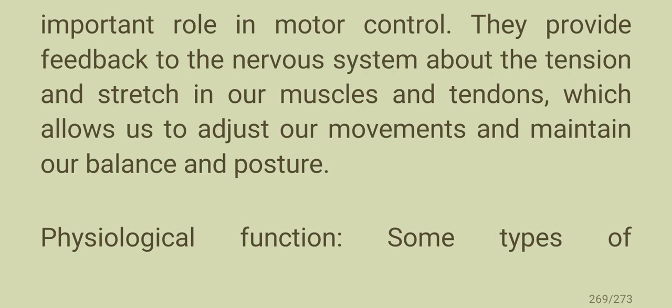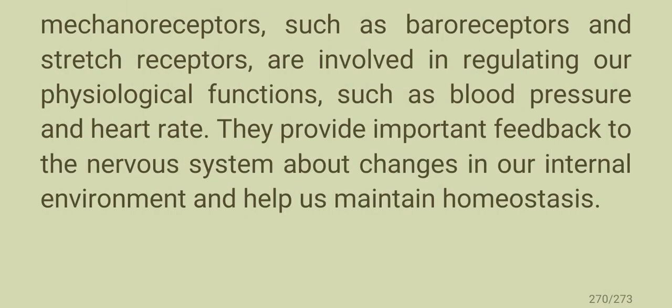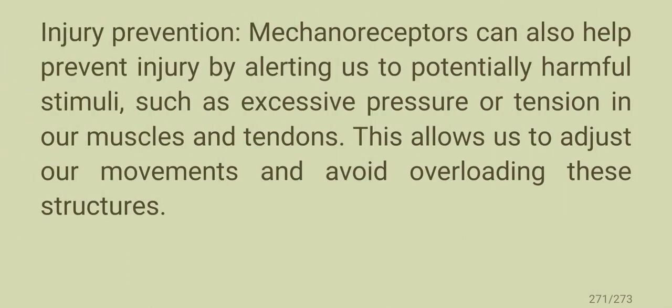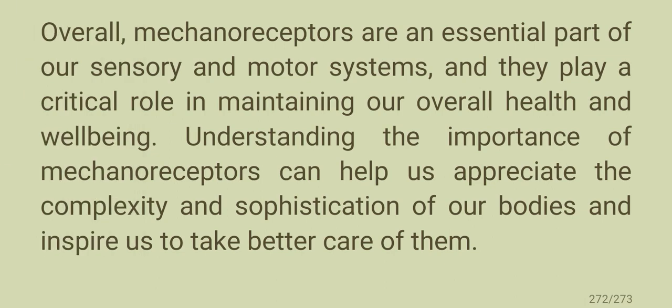Then, physiological function. Some types of mechanoreceptors, such as baroreceptors and stretch receptors, are involved in regulating our physiological functions, such as blood pressure and heart rate. They provide important feedback to the nervous system about changes in our internal environment and help us maintain homeostasis. So, injury prevention. Mechanoreceptors can also help to prevent injury by alerting us to potentially harmful stimuli such as excessive pressure or tension in our muscles and tendons. This allows us to adjust our movement and avoid overloading the structures.